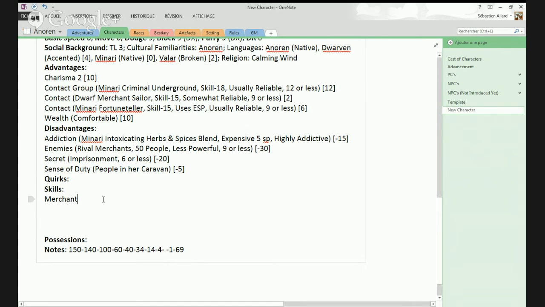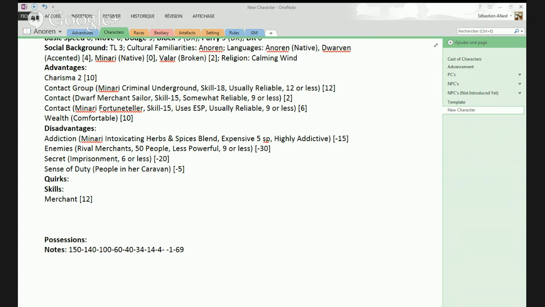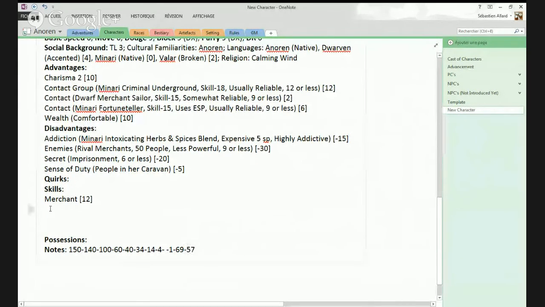Determining the levels of skills is an art in itself, so I will focus just on points and see where the level goes. I'm gonna give her 8 points in merchant. Nah, 12. Yeah, she's a good merchant. She spent all of her life doing trades. That leaves me 57. Let's see. She's not an accountant. She's a Minari, she can probably do math in her head.